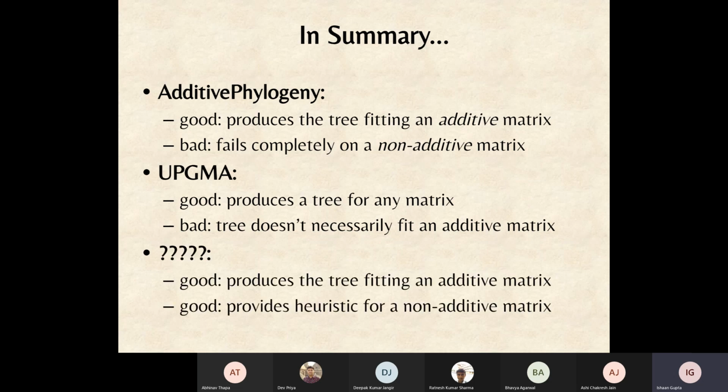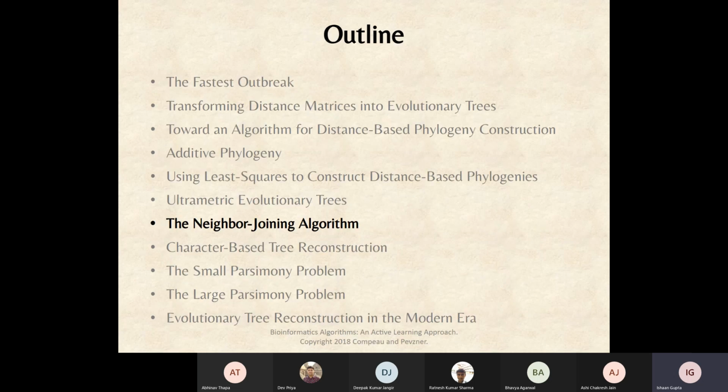So we basically need to come up with an algorithm that produces a tree fitting an additive matrix, and that same algorithm also produces a tree that is very close to what a non-additive matrix's distances represent. All right. This algorithm is called the neighbor joining algorithm, and it works on a transformation of the distance matrix that is like magic.